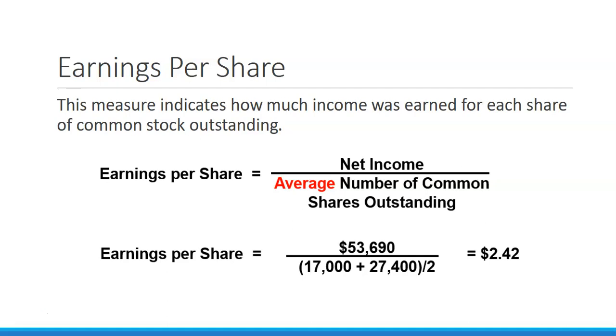So we take the net income divided by the average number of common shares outstanding, and it gives us earnings per share of $2.42. So how much of our net income was earned for each share of common stock outstanding?